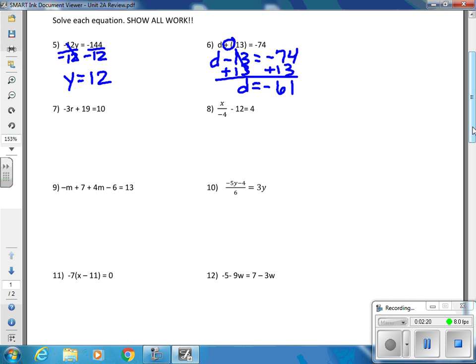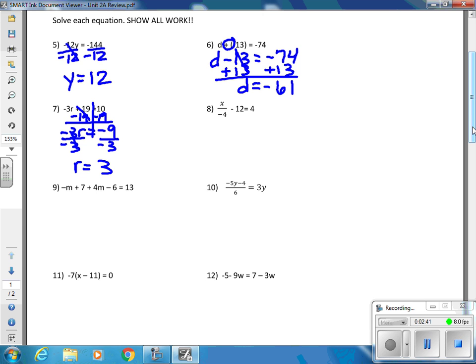Right, for 7 and 8, these are both two-step equations. Remember that you want to move the constant first and then deal with the number attached to the variable. So in this case, we want to subtract 19 from both sides. That leaves us with negative 3r equals negative 9. Then we want to divide both sides by negative 3, and r equals positive 3.